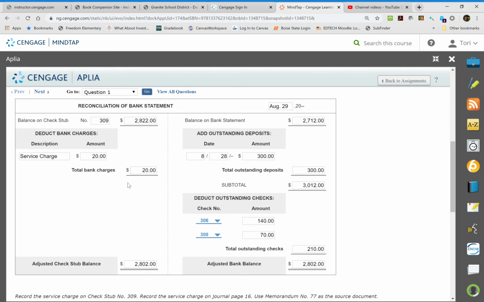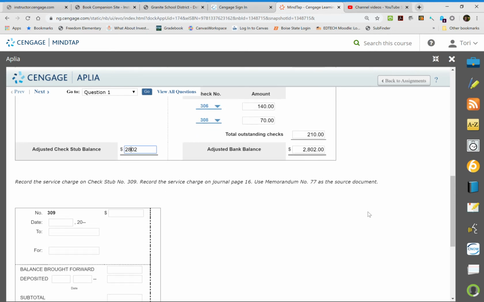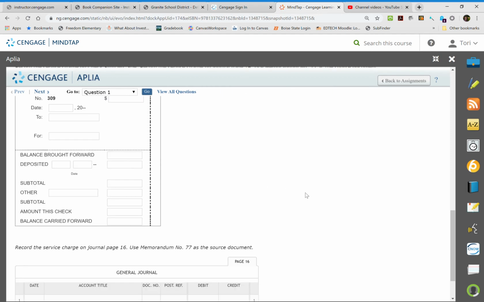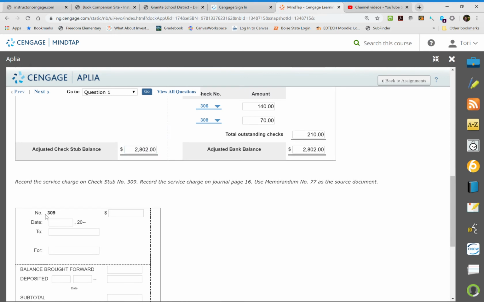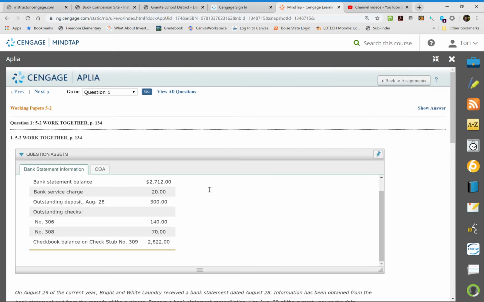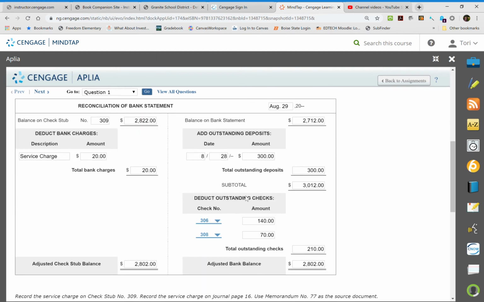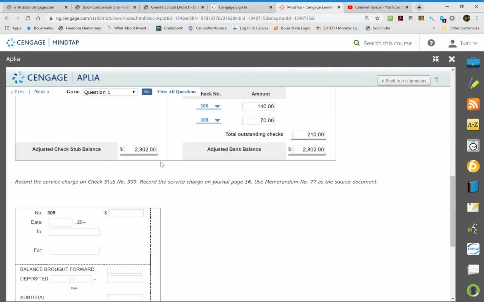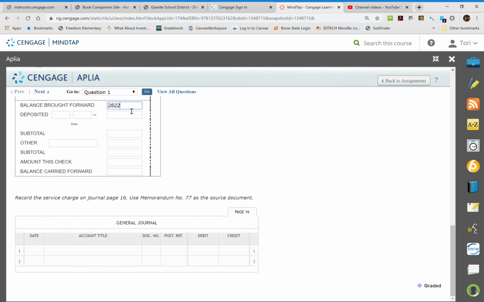So this is a bank reconciliation report. In the end, your adjusted balance should equal your adjusted bank balance. So these two should equal. Now, down below, we're going to record on check stub number 309. It tells us what we want to do up top here. 309. We're going to put in what our check stub balance brought forward was.